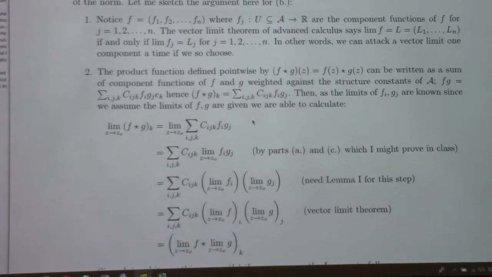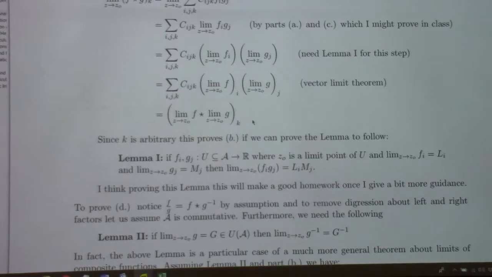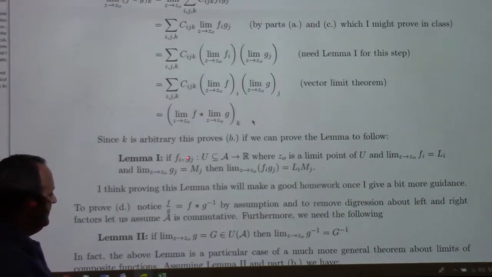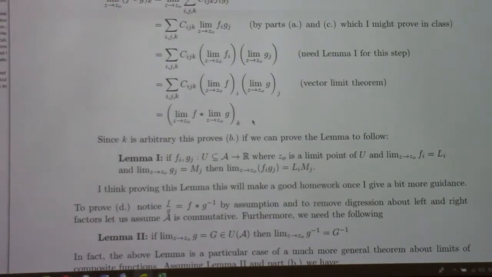So lemma 1 is this. If we have a subset U of A, and we've got functions f_i and g_j, where z naught is a limit point of U, and the limit as z goes to z naught of f_i is l_i, and the limit as z goes to z naught of g_j is m_j, then the limit of the product of f_i and g_j as z goes to z naught is just the product of l_i and m_j. Now these are just ordinary garden variety real numbers, right? So anyway, we've reduced it to that lemma.